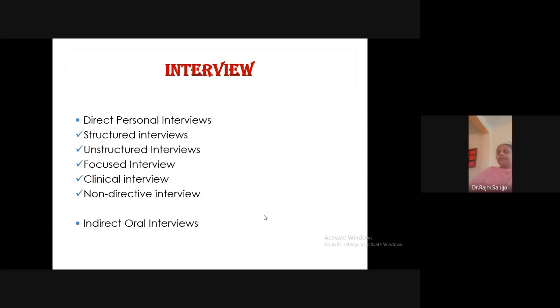Now, non-directive interview means that there are no directions and no guidelines given, and the informant, or we can say the researcher, is given the freedom to talk about the particular topic without even a bare minimum of direct questioning. There is no direct questioning. He is given the topic and he is allowed to speak. The informant or respondent is allowed to speak for a particular period of time on that particular topic.